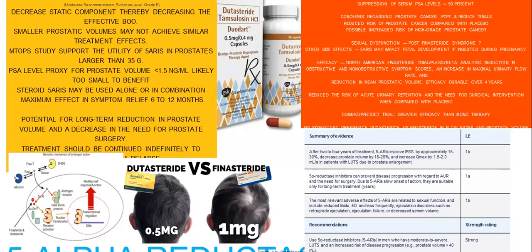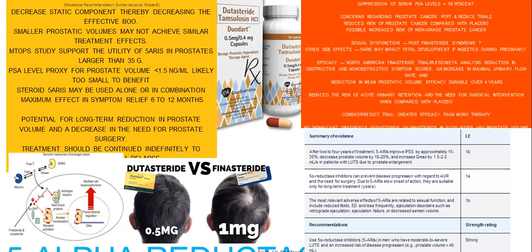Finasteride is a selective competitive inhibitor of the type 2 isozyme, which is mainly found in the prostate, whereas dutasteride is a non-selective inhibitor of both type 1 and 2, where type 1 is also found in the skin and the liver. So both drugs are effective in treating prostate volume, improving symptoms and urinary flow rates, and reducing the need for surgical intervention.